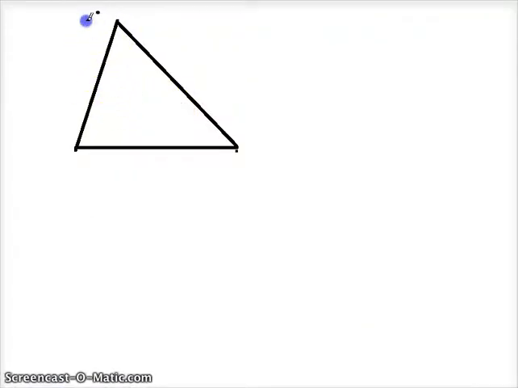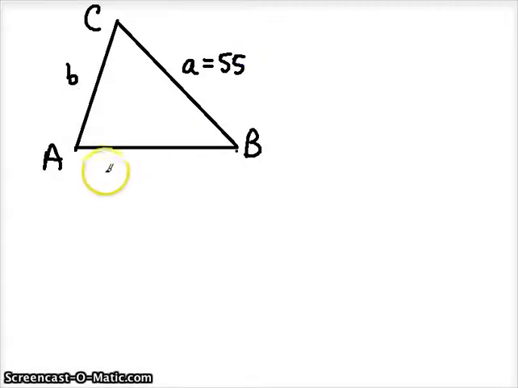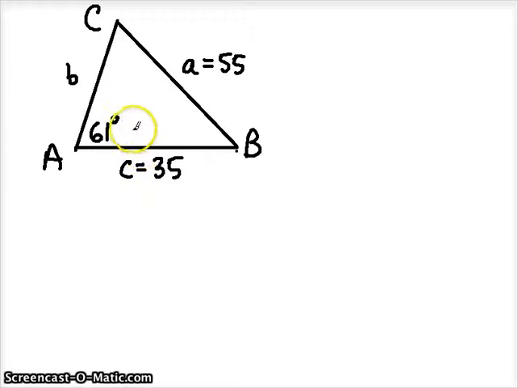Another oblique triangle. Angles labeled with capital letters. Sides that are across from those angles are given lowercase letters. We're going to be given side A, and we're going to be given side C, and we're going to be given angle A. So again, because we're given a ratio, an angle compared to its opposite side length, that's a good clue to tell you that you might want to use law of sines to solve this.